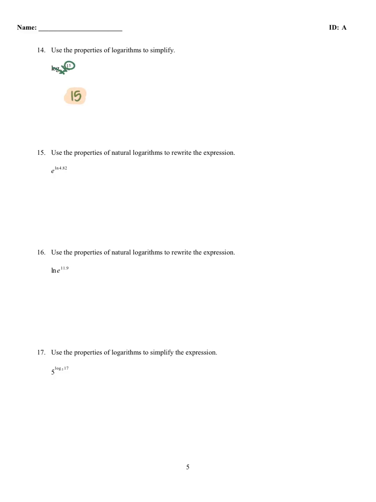For 15, you have e to the power of your natural log, or ln, of 4.82. Your e and your ln cancel each other out, so you're just left with the 4.82. For number 16, you have the natural log of e to the power of 11.9. Again, ln and e cancel each other out, and you're just left with the 11.9. For 17, you have 5 to the power of log 5 of 17. Your 5 is the same as the base on that log, so they cancel each other out, and you just have the 17.